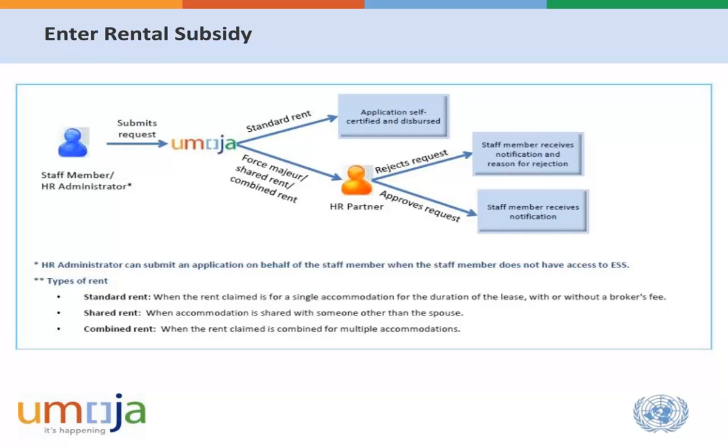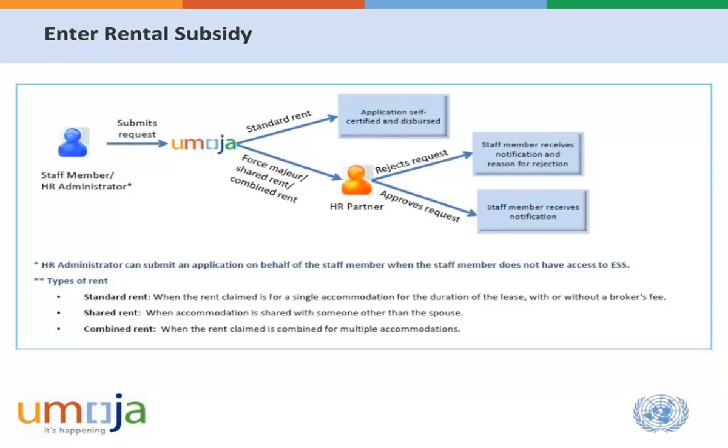The HR partner reviews the policy and guidelines to verify staff members' eligibility to rental subsidy. The HR partner reviews the staff member's submitted application and documentation. The HR partner also approves or rejects the application. If approved, the disbursement will be made.